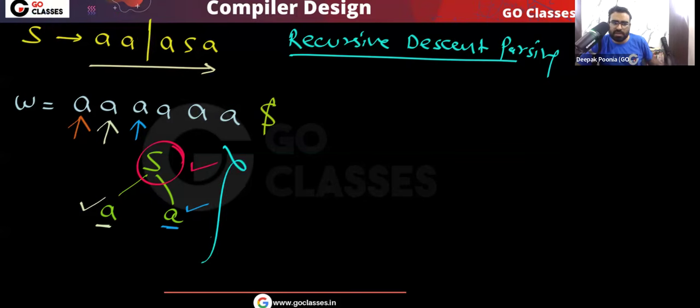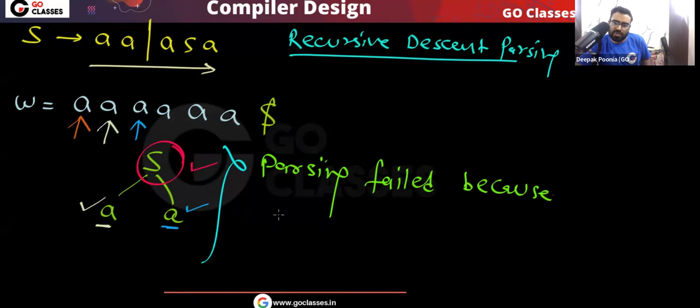Okay, but notice one thing, this starting S is saying I am successful, but notice on the string we are not at dollar, or I can say we did not consume the entire string. So that is the reason parsing failed. So you can see the parsing actually failed. What is the reason? Because we are not at dollar. Okay, is this clear? So parsing failed.